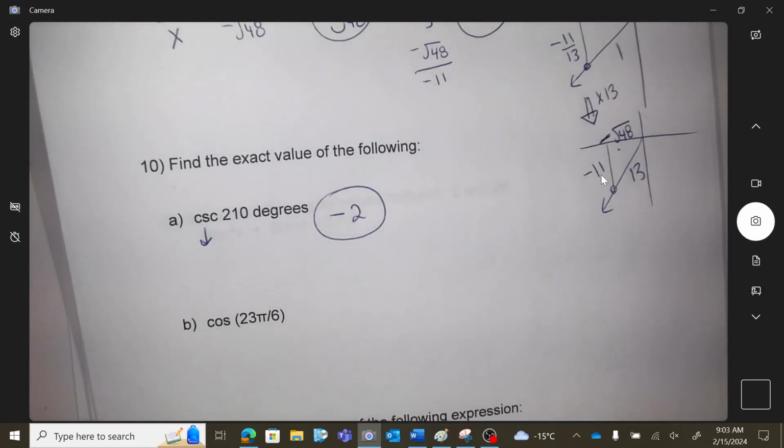I guess I should mention this now. There's one page that you're going to do on your test that doesn't have a calculator. I didn't need my calculator to do that, right?